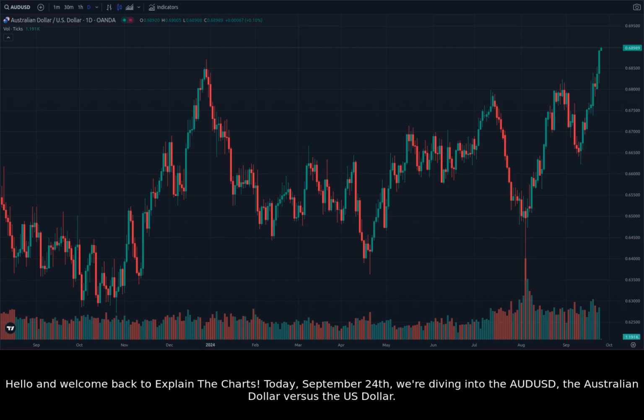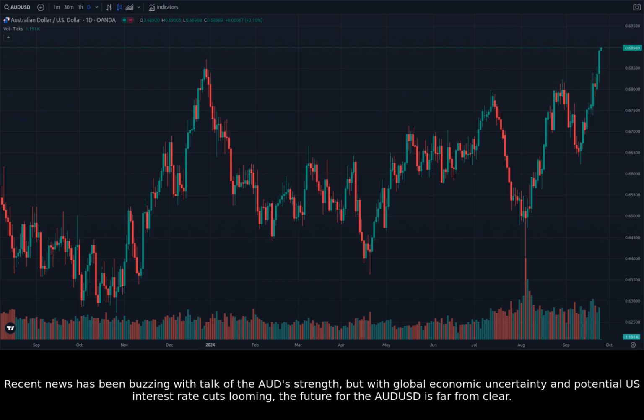Today, September 24th, we're diving into the AUDUSD, the Australian dollar versus the US dollar. Recent news has been buzzing with talk of the AUD's strength, but with global economic uncertainty and potential US interest rate cuts looming, the future for the AUDUSD is far from clear.